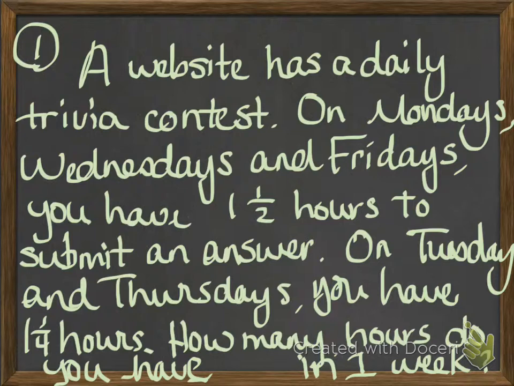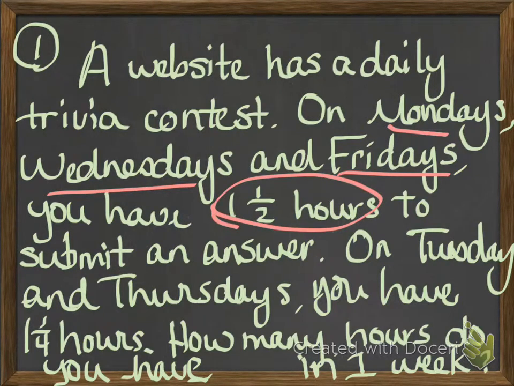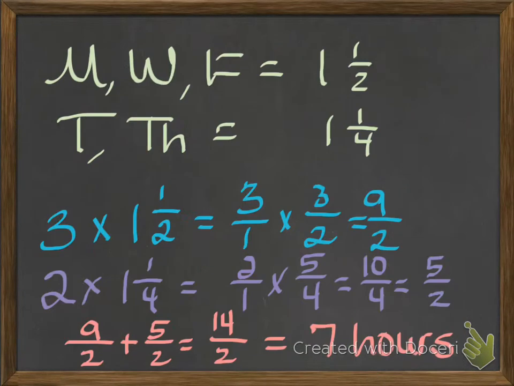Okay, did you solve the problem? Okay, you shouldn't be playing this unless you solved it. All right, let's talk about this a little bit. So Mondays, Wednesdays, and Fridays. So 3 days, you have 1.5 hours to submit an answer. So I'm going to multiply 3 times 1.5. And then on Tuesdays and Thursdays, you have 1 1/4 hours. So I'm going to take 1 1/4 times 2. Then I'm going to add those up to figure out how much I have in 1 week.